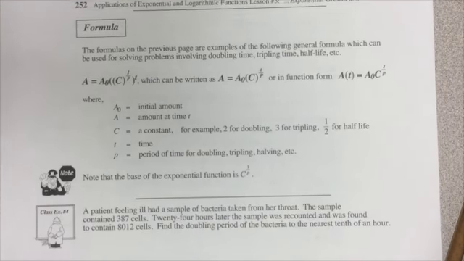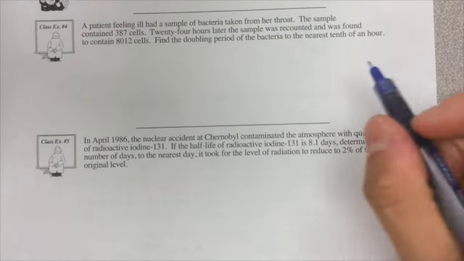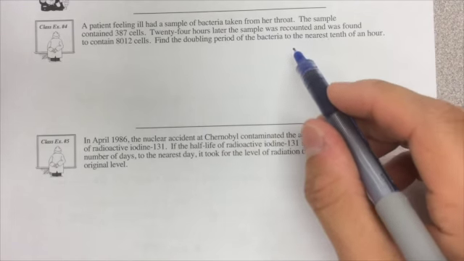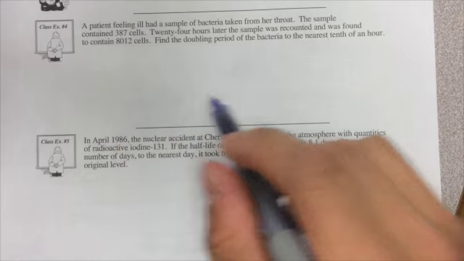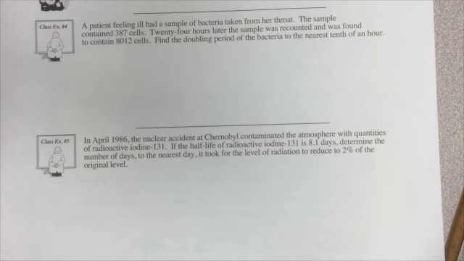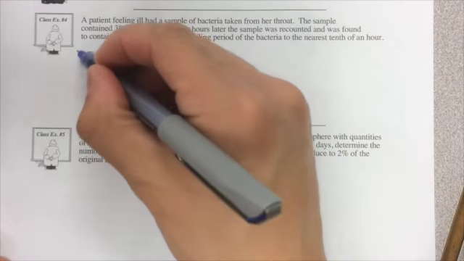Now let's look at the last two examples. A patient feeling ill had a sample of bacteria taken from her throat, and the sample contained 387 cells. 24 hours later, the sample was recounted and was found to contain 8,012 cells. Find the doubling period of the bacteria to the nearest tenth of an hour.